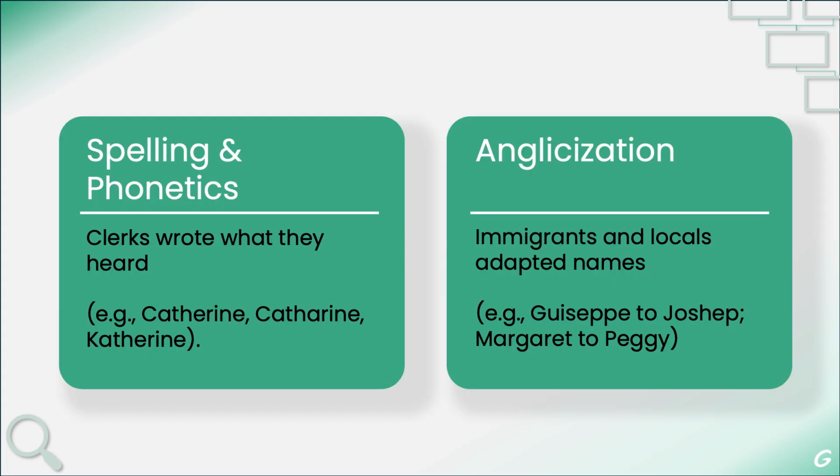And what about names? If you can't find your ancestor, it might be because their name isn't what you think it is. Spelling wasn't a big deal back then, so clerks just wrote down what a name sounded like. And a ton of immigrants changed their names. Giuseppe became Joseph. You have to be flexible and search for every possible variation.